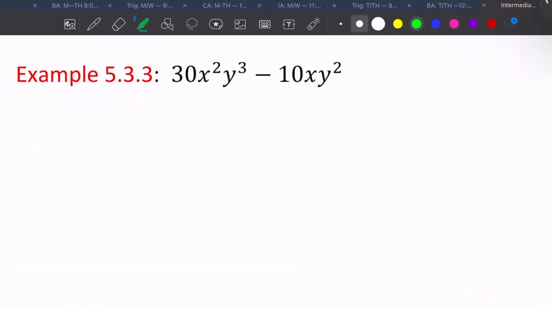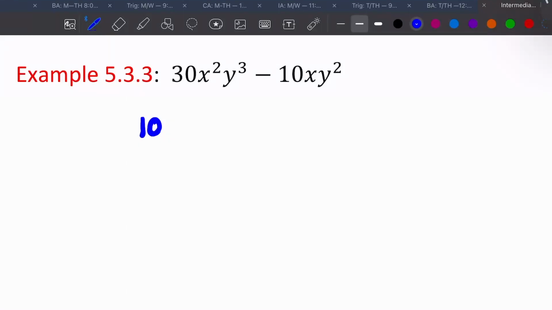All right, let's keep going. The only difference between this one and the other one is we have 2 variables running around instead of just 1. Okay, but we're still going to start the same way. We're going to look at our coefficients. We're going to look at our numbers, and we're going to say, okay, what's the largest number that divides evenly into both of these? And it is 10, right? 10 goes into 30, 10 goes into 10.